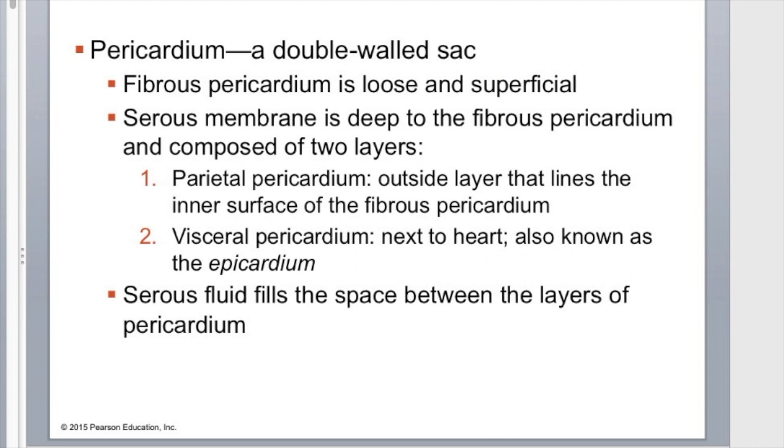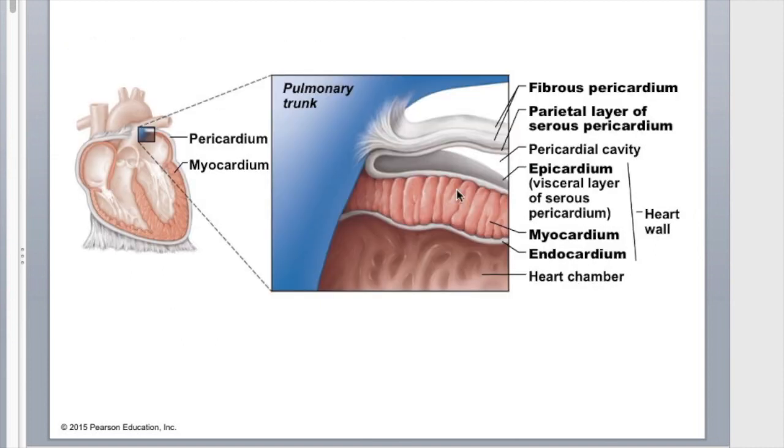Okay. Under that, you've got your serous membrane, which has two layers to it. And in between this membrane is serous fluid. So again, here is your fibrous pericardium. And then here is your serous pericardium. This is your parietal layer, which sits just underneath the fibrous layer. And then you've got your epicardium, which is the visceral layer of the serous pericardium.